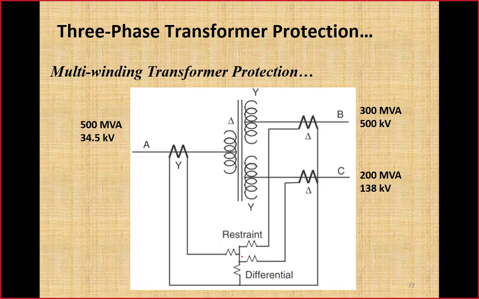Now in order to perform the CT ratio calculation, first we will assume that one of the three windings is out of service. That can be done easily by considering that winding C is not present. So this three-phase multi-winding transformer is left with only two windings, winding A and winding B. Winding A is rated at 34 kilovolt and winding B is rated at 500 kilovolt, and their power ratings are different from each other, 500 MVA and 300 MVA.